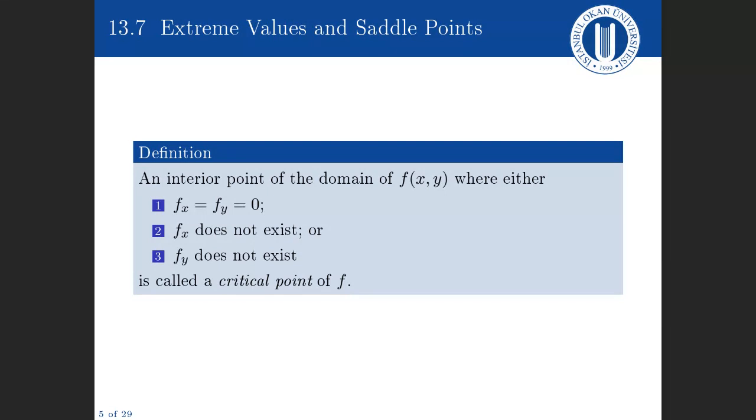An interior point of the domain of a function where one of these 3 things is true is called a critical point of f. Either both of the partial derivatives are 0, or fx does not exist, or fy does not exist. If one of these 3 facts is true, then it is called a critical point of f. So again, same ideas as for mathematics 1.